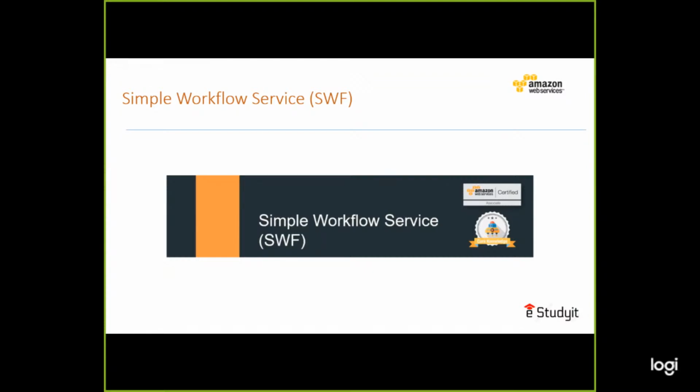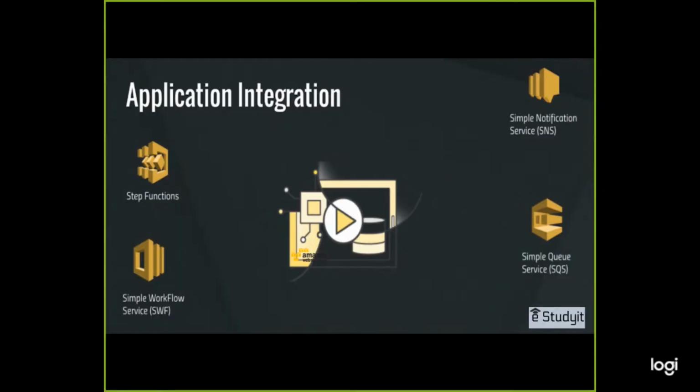The final topic of today is going to be Simple Workflow Service, SWF, and it's not in the content delivery network, it's in the application integration category. As I mentioned earlier, we have SNS, Simple Notification Service, we have Simple Queue Service, we have Step Functions. But what is the difference between these? Most of the confusion is that the closest application to SWF is Step Functions.